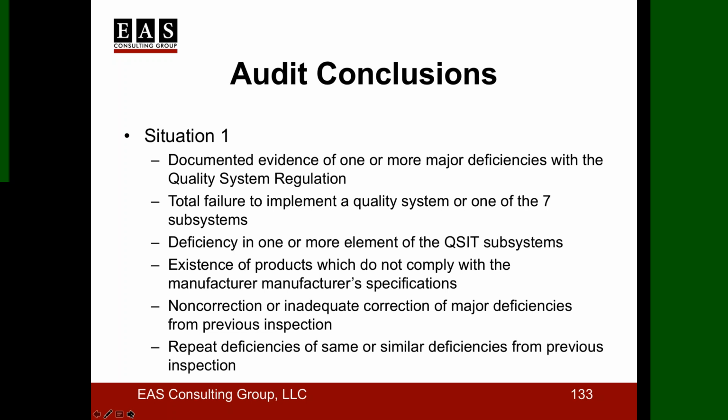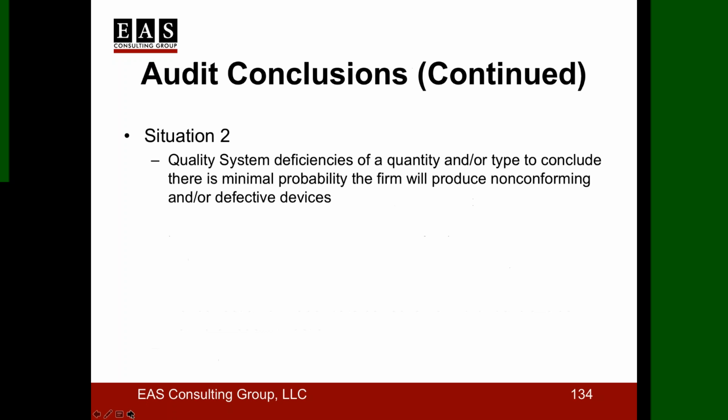Situation 1 are ones that are a repeat from the prior, a total or major failure of one of these QSIT areas or quality system areas, or ones where the product doesn't comply with your specifications, or it's, like I said, a repeat from the last time. Situation 2 is everything else.